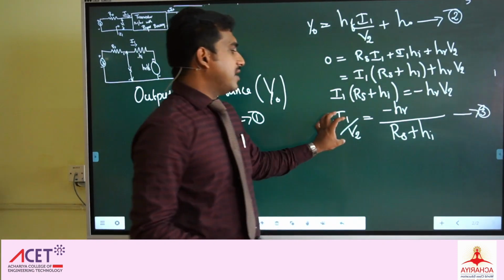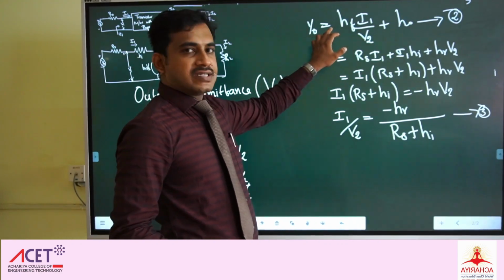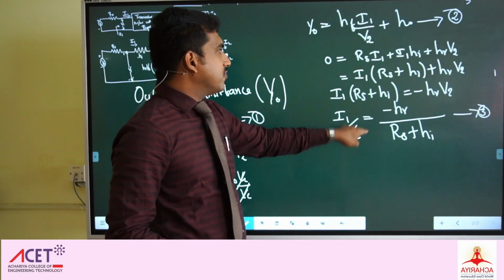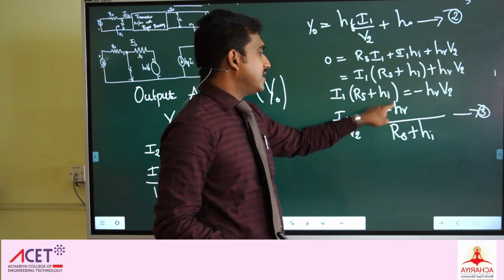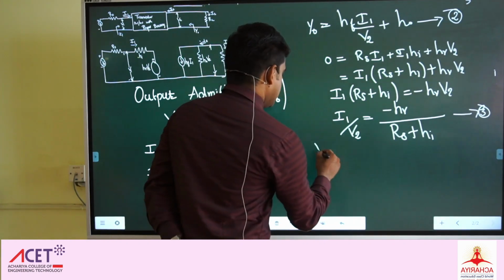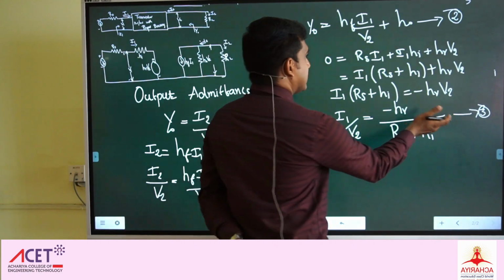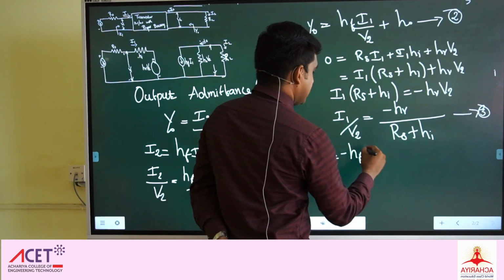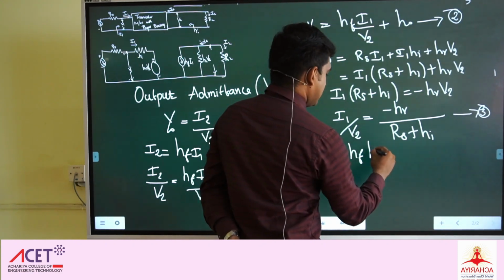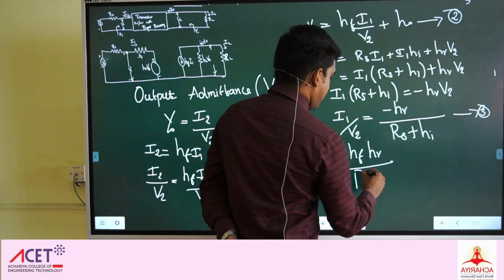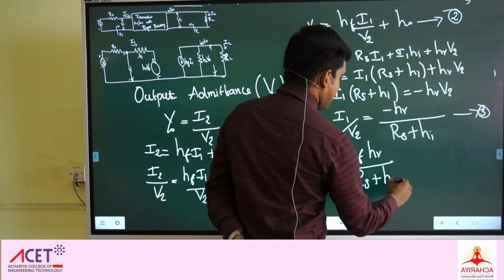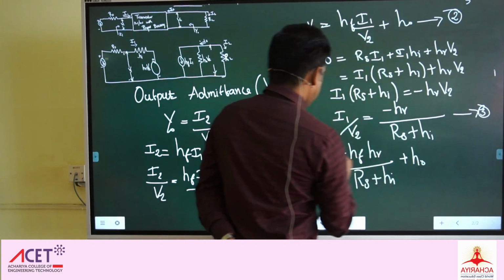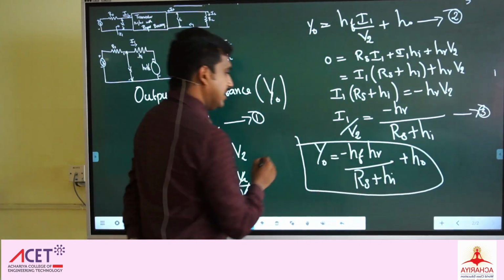Now see, this is I1 divided by V2. This is equation 2. Ultimately we have to find output admittance. Just we are substituting this equation in this equation. Instead of I1 divided by V2, we are substituting these parameters. Y naught is equal to, substituting equation 3 in equation 2, we will be getting HF minus HF into HR divided by Rs plus Hi, plus H naught. This is the output admittance equation.